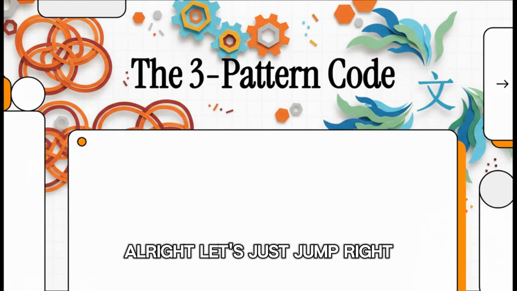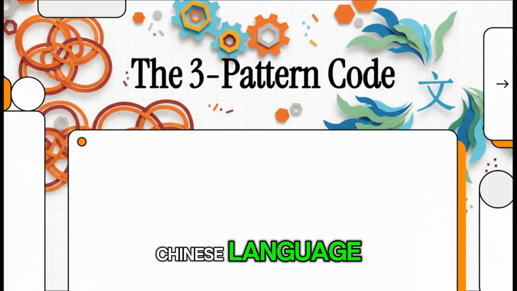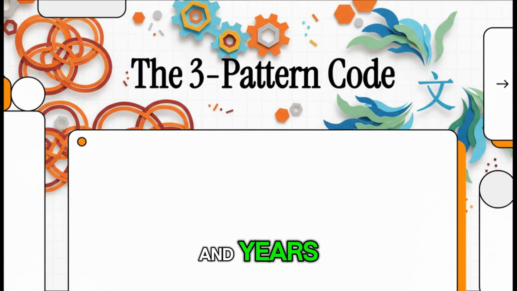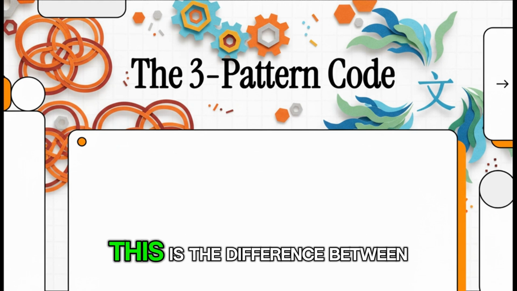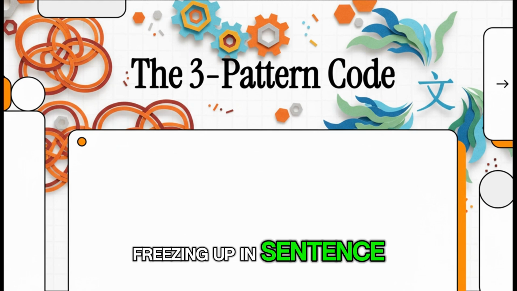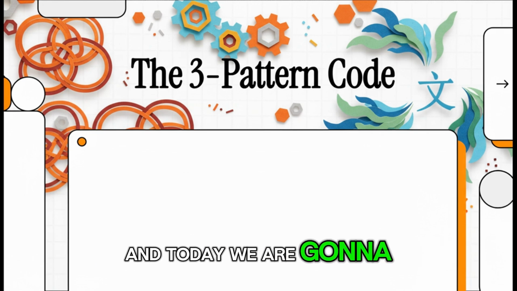All right, let's just jump right in. What if I told you that you could unlock the very core of the Chinese language? Not by memorizing for years and years, but just by understanding three simple patterns. Seriously, this is the difference between freezing up mid-sentence and actually building fluent sentences on the fly. And today, we are going to crack that code.